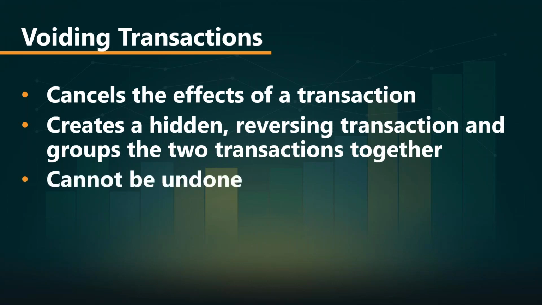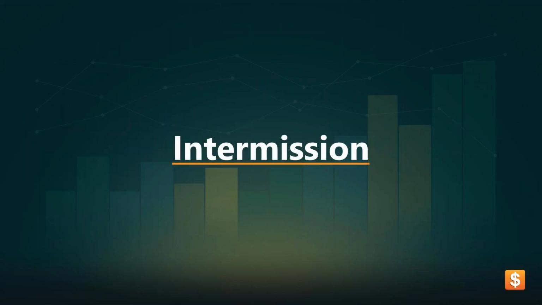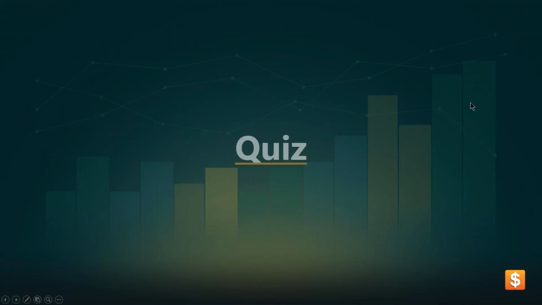So this cannot be undone. So you want to be careful when voiding. I guess worst case scenario, if you void a transaction, you just enter in another transaction at that point in time. So that's where my intermission was supposed to fall.